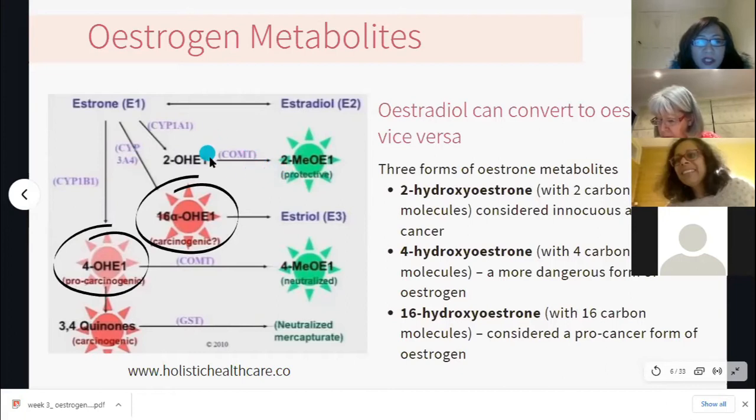COMT's also responsible for breaking down xenobiotics as well. So they are man-made chemicals such as antibiotics, pesticides, and those sort of things. Anything that is foreign to the body is called xenobiotic. So COMT is responsible in a big way for breaking down chemicals, hormones and toxins. And so if someone's got a genetic defect for COMT, we will see these toxins and estrogen metabolites and aggressive estrogens building up in the system.